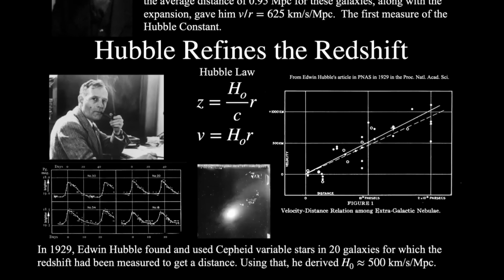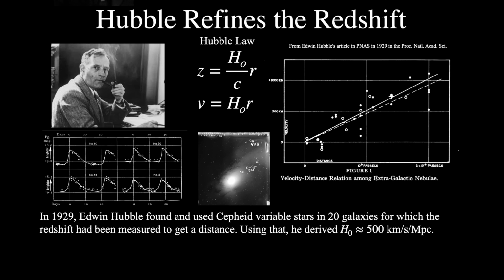Next, we go to Edwin Hubble. Edwin Hubble arrived at Mount Wilson Observatory, which is in Southern California, in 1919, right around the time the 100-inch telescope was completed on Mount Wilson Observatory.